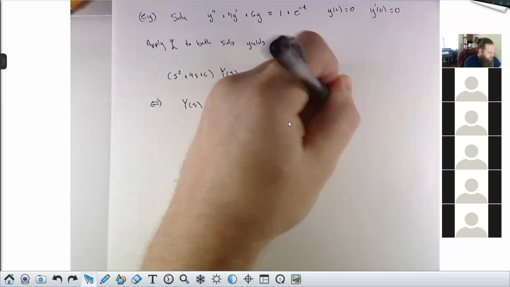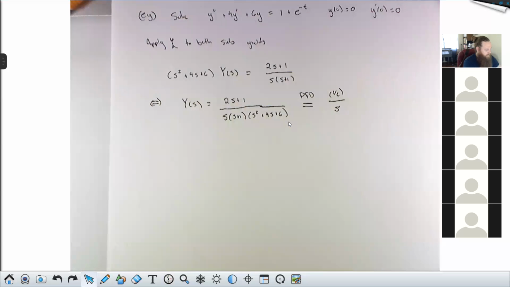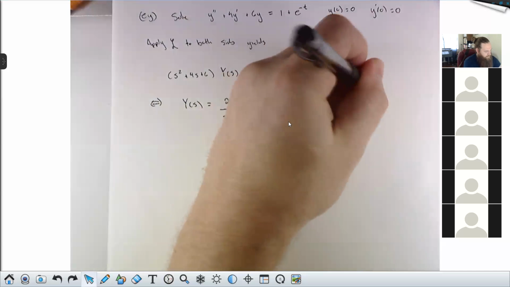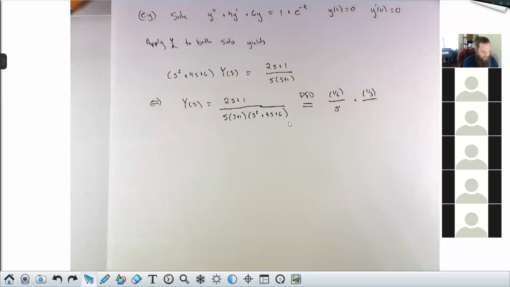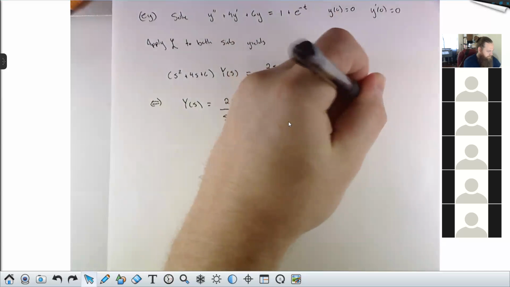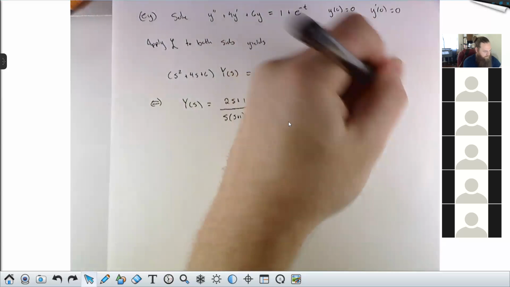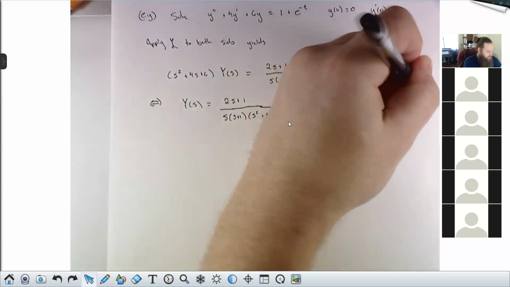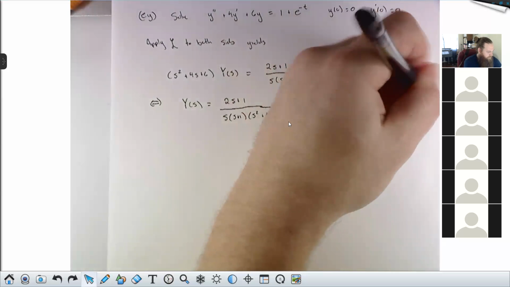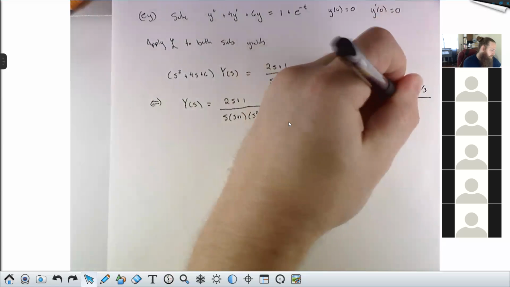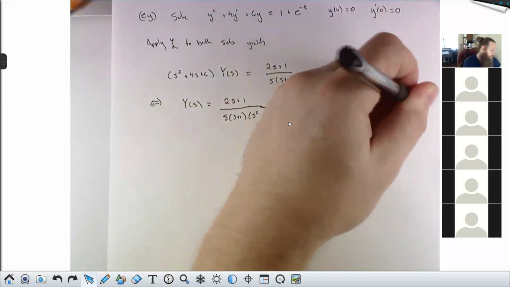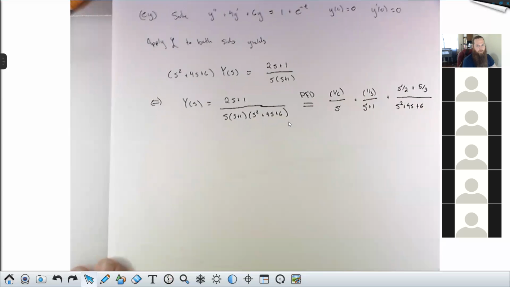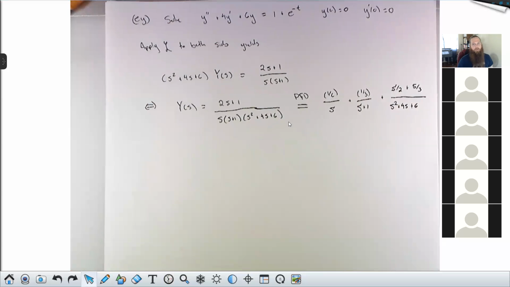You're going to get 1/6 over s plus 1/3 over s plus 1 plus (s over 2 plus 5/3) divided by s squared plus 4s plus 6. And this is why we did the other example earlier, because I know the inverse Laplace transform of this is sort of the hard part.